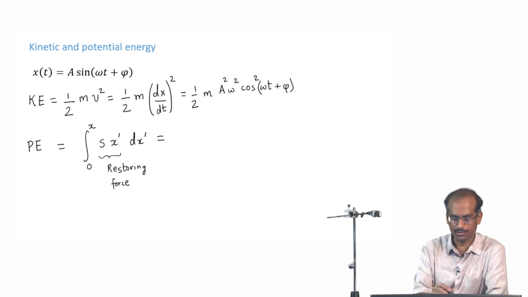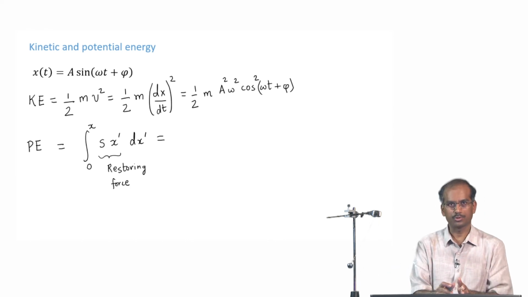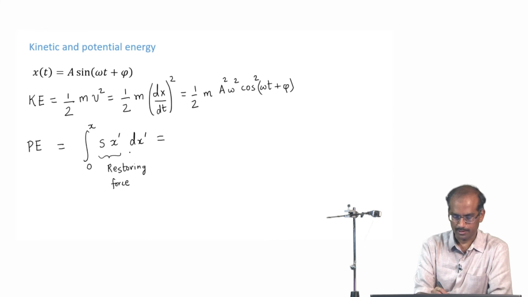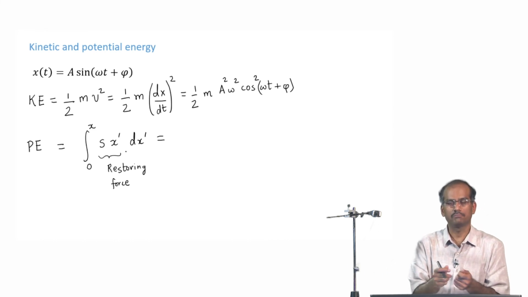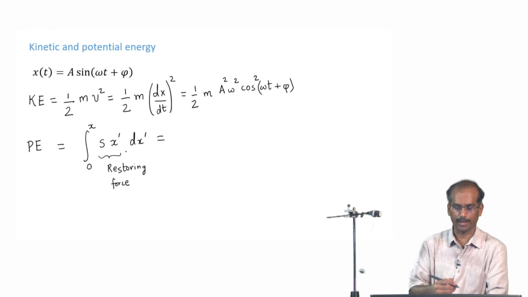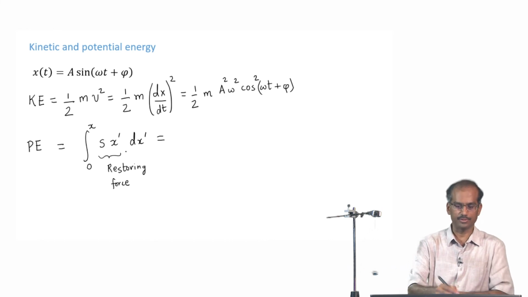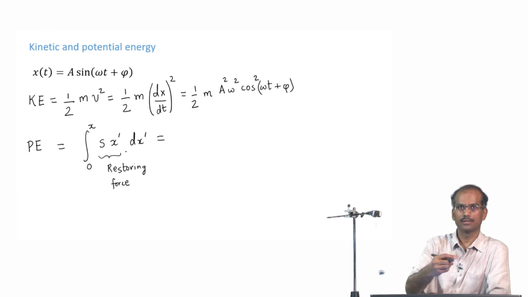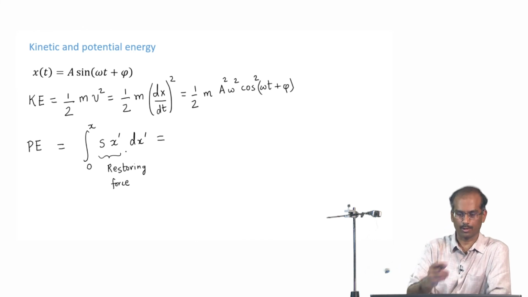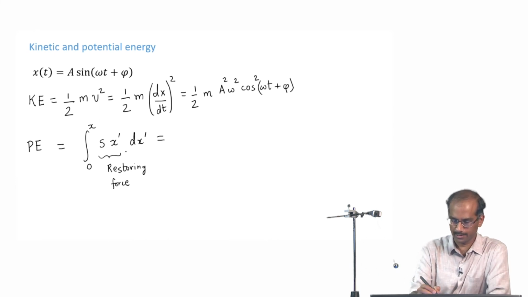So, all I have done is to multiply the restoring force by the distance that it moves, which is dx prime, and you integrate over the entire distance from 0 to x. So, you add these small products of restoring force multiplied by an infinitesimal distance dx prime. When you do this, the integral is easy to do, it will be s x square divided by 2.